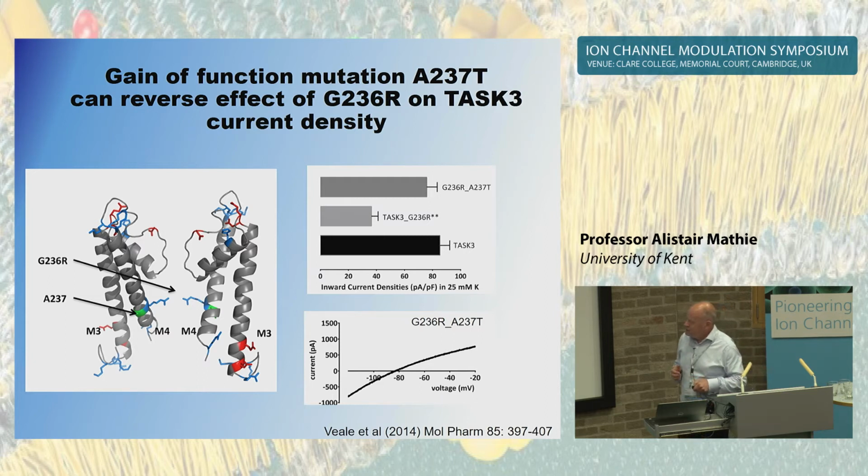However, we have found ways of reversing, in inverted commas, this mutation. So by coincidence, the amino acid immediately next to this one has been known for a while to be a gain of function mutation of TASK3. And by doing the double mutation, we can actually restore current to virtually wild-type levels through these channels. So we can get a gain of function mutation to reverse most of the effects of G236R, although it still retains its inward rectification.